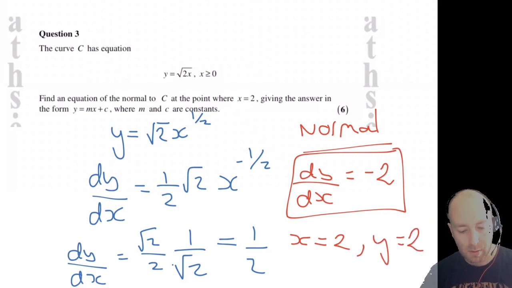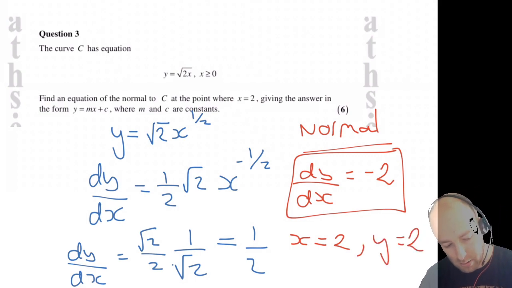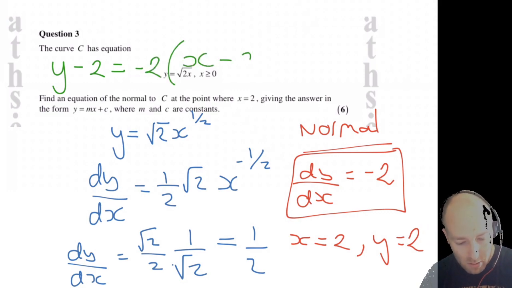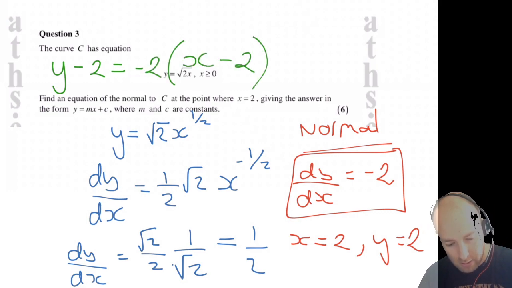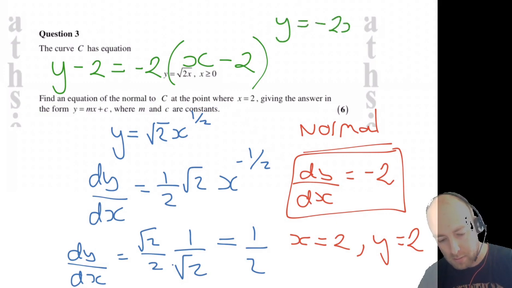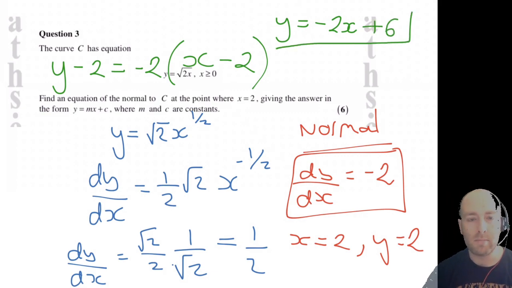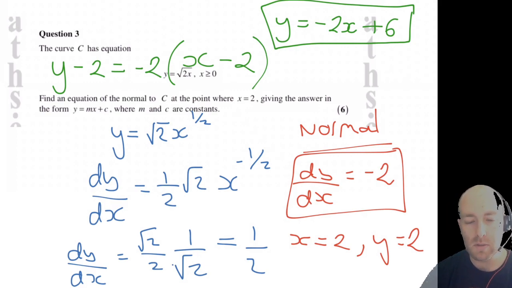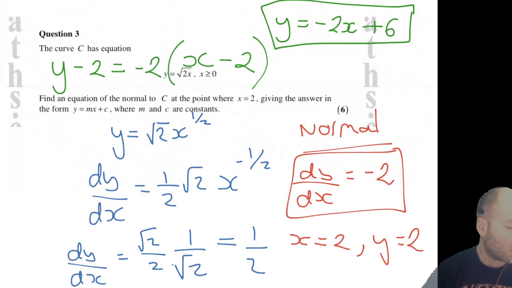So we're going to put that into a line equation. y minus 2 equals the gradient, minus 2, times x take 2, which leads us to y equals minus 2x plus 6. It's not that bad. A bit weird with all the roots and stuff, but otherwise fine. Right. Anyone got any questions?